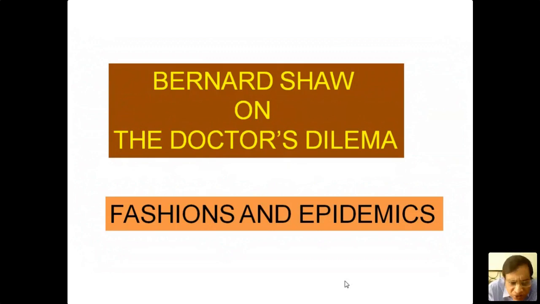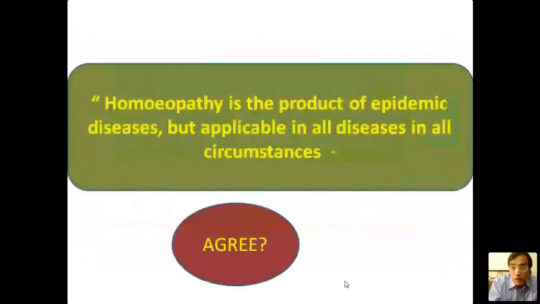Because of that, there are so many consequences of the so-called civilization. As you know, in the first paragraph of the introduction, Master Hahnemann said that when man is under the influence of nature, diseases were very rare. Since the inception, since Adam and Eve, the first man and woman, man has been suffering psychologically and morally from diseases. But as civilization progresses, the need for medicine increases. My students, my viewers, with these words I would like to start my program with Hahnemann and Bernard Shaw. Homeopathy is the product of the epidemic diseases, but applicable in all diseases, in all circumstances.